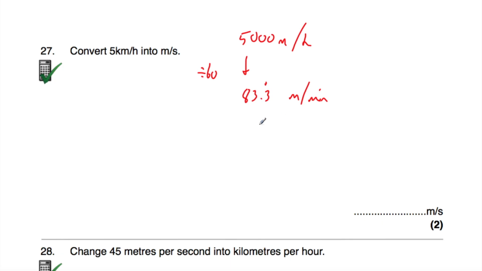Now that's meters in a minute. We want meters in a second, so we're going to need to divide by 60 again. So if we divide by 60, we get that's equal to 1.38 recurring meters per second. So that means that in every second you would travel 1.38 recurring meters. And that's it. So the speed would be 1.38 recurring meters per second.